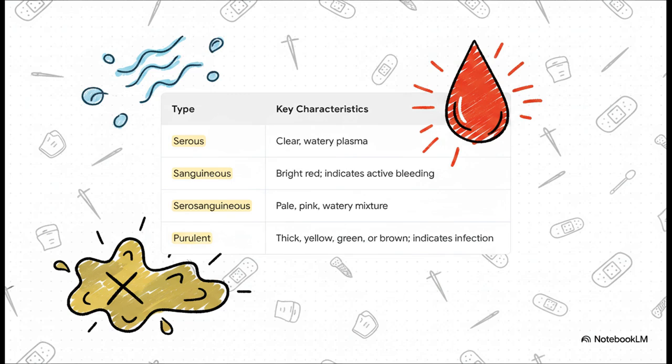This table right here is your cheat sheet. Serous fluid is clear and watery, totally normal. Sanguineous is bright red blood. Serosanguineous is a pale, pinky mix of the two. But the one you have to burn into your brain is purulent. If you see thick, nasty, colored drainage, yellow, green, brown, that is a huge red flag screaming infection.